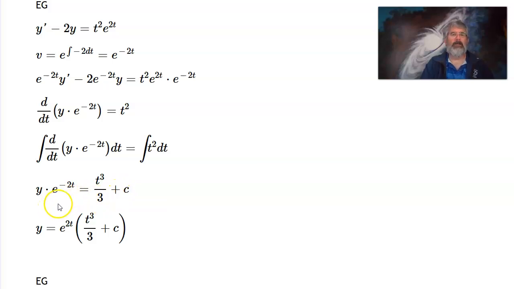Now I can divide both sides by e to the minus 2t, or multiply both sides by e to the positive 2t, and I get this. And there is my general solution to that first order differential equation. All the solutions look like this for different values of c. If I had an initial condition, I could plug it in and figure out what c I want. There's example number 1.